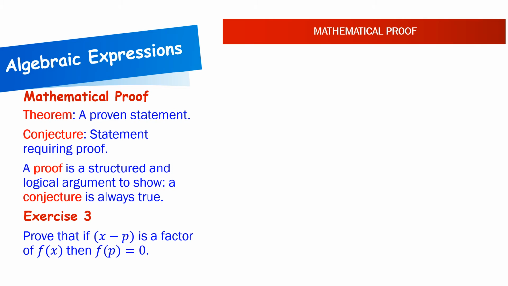Have a go at another exercise. Prove that if x minus p is a factor of f of x, then f of p equals 0. Pause the video and have a go. Press play when you're ready to view the solutions.